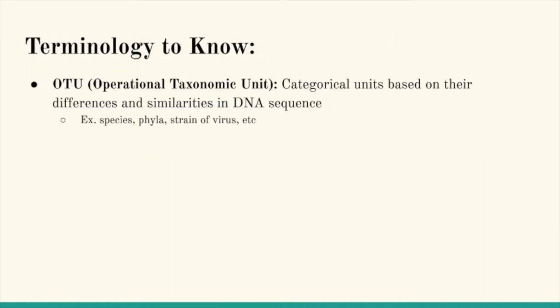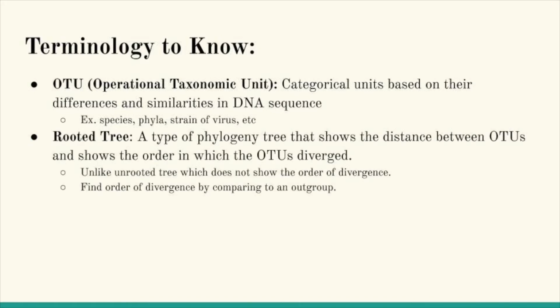There is some terminology to cover before jumping into our phylogeny tree example. The first word to know is OTU, which describes categorical units on a phylogeny tree that are based on the differences and similarities in their DNA sequence. Our next word is rooted tree, which describes a type of phylogeny tree that shows the distance between OTUs and shows the order in which the OTUs diverge. These differ from unrooted trees, which do not show the order of divergence in a species.